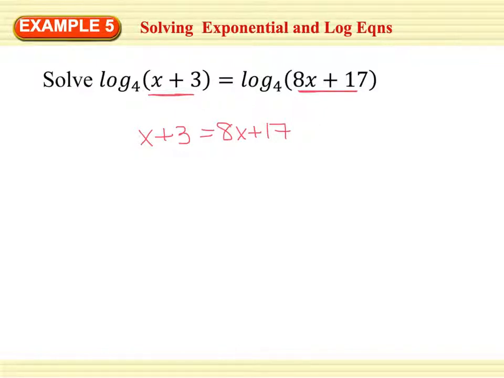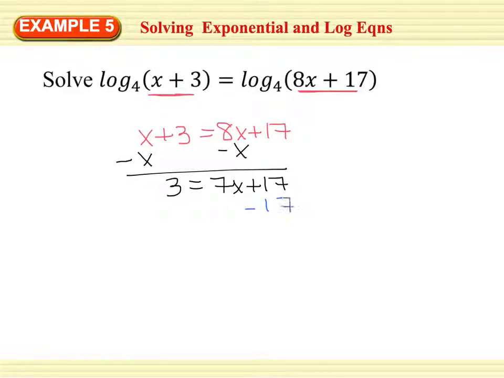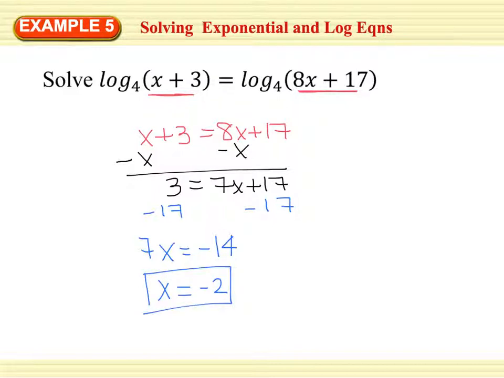So because of this scenario, all I have to do now is solve for x. So I'm going to go ahead and subtract x from both sides. This gives me that 3 is equal to 7x plus 17. I will subtract 17 from both sides, and I find out that 7x is equal to a negative 14, and x then is equal to a negative 2. And you can go ahead and plug these in to verify if you'd like.